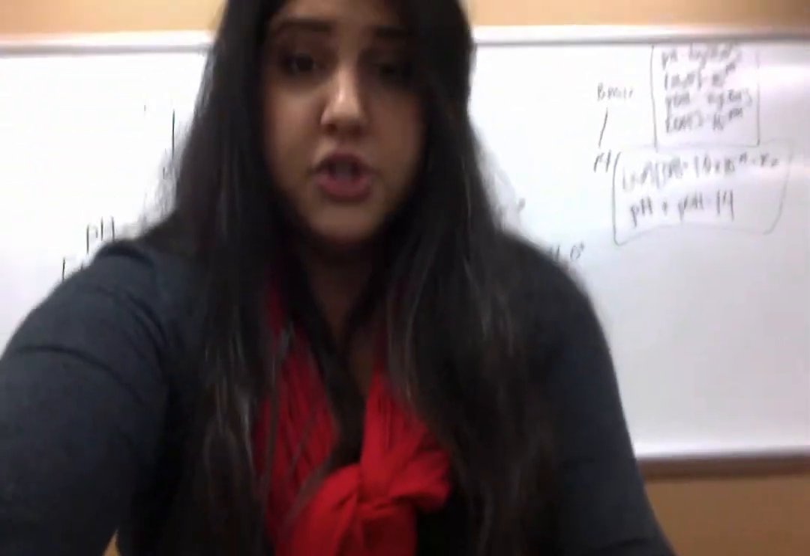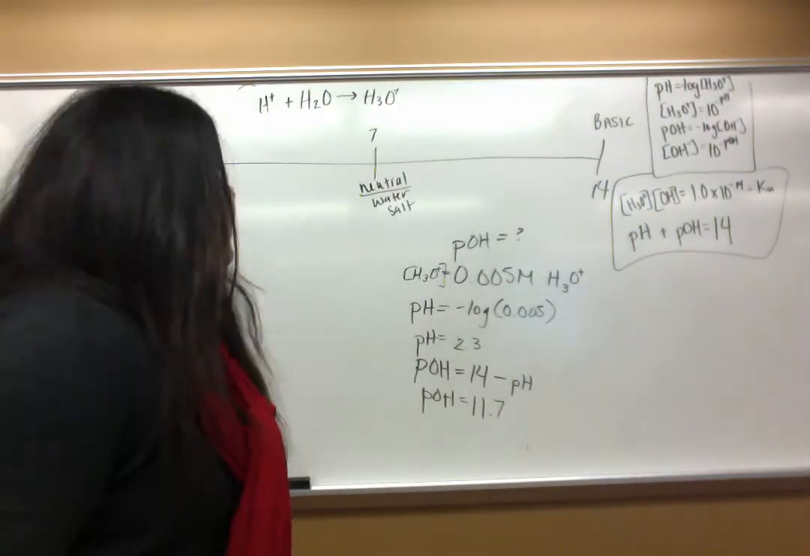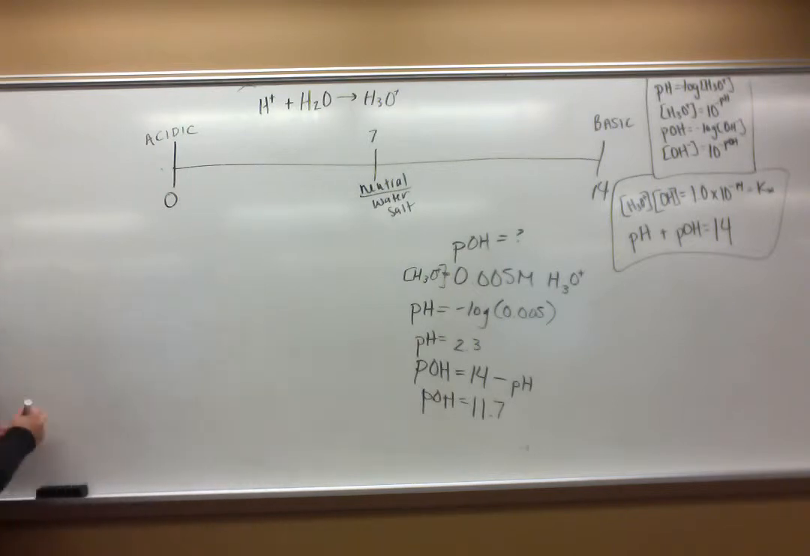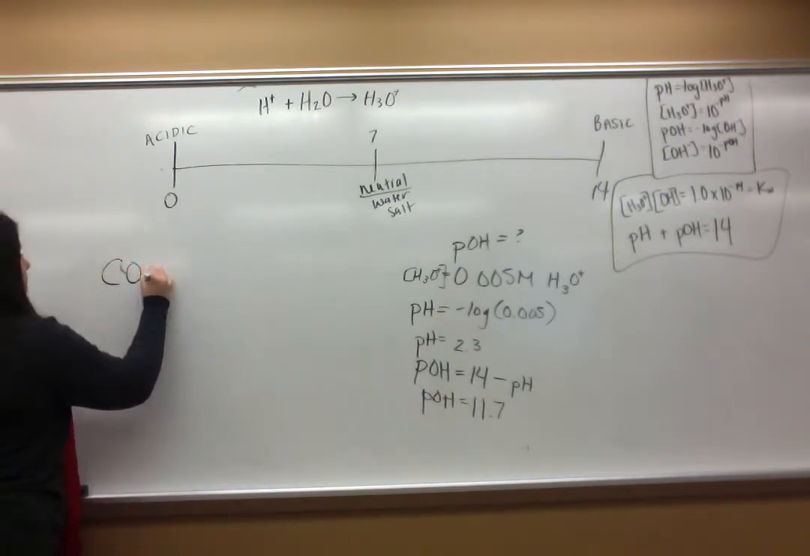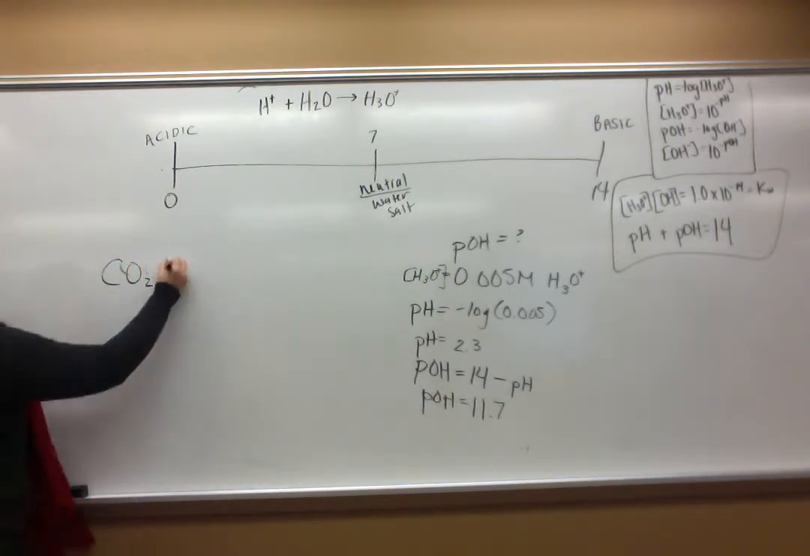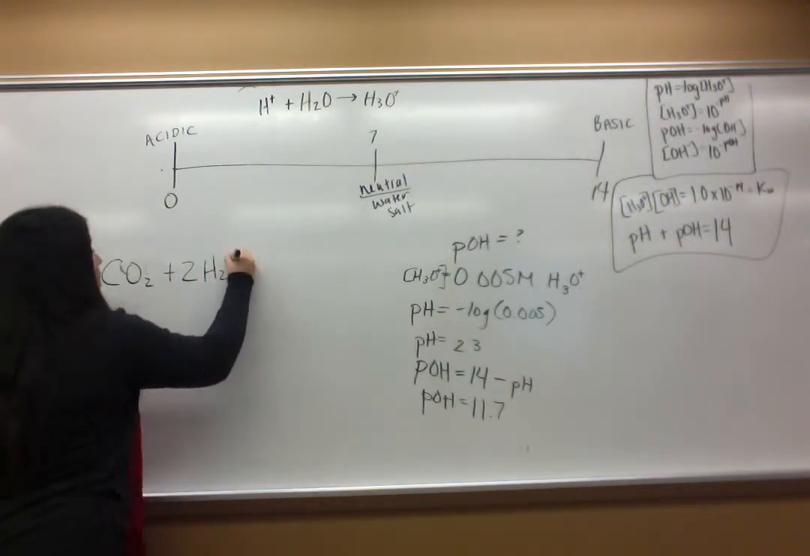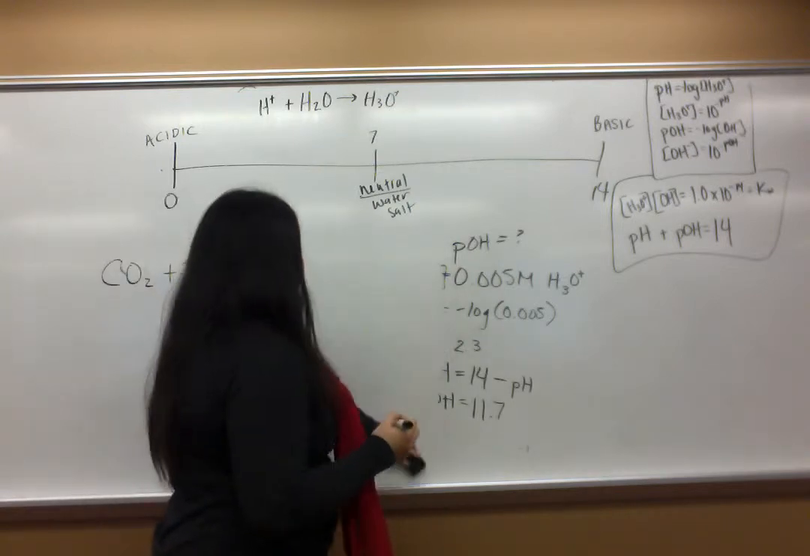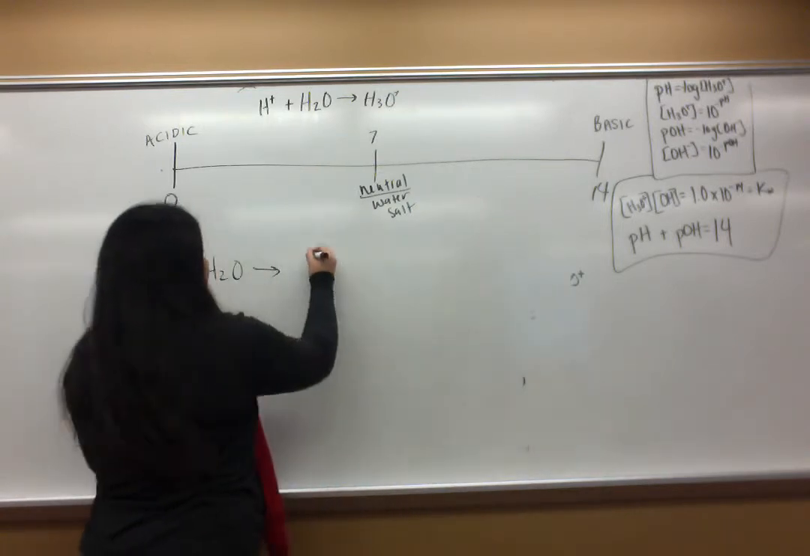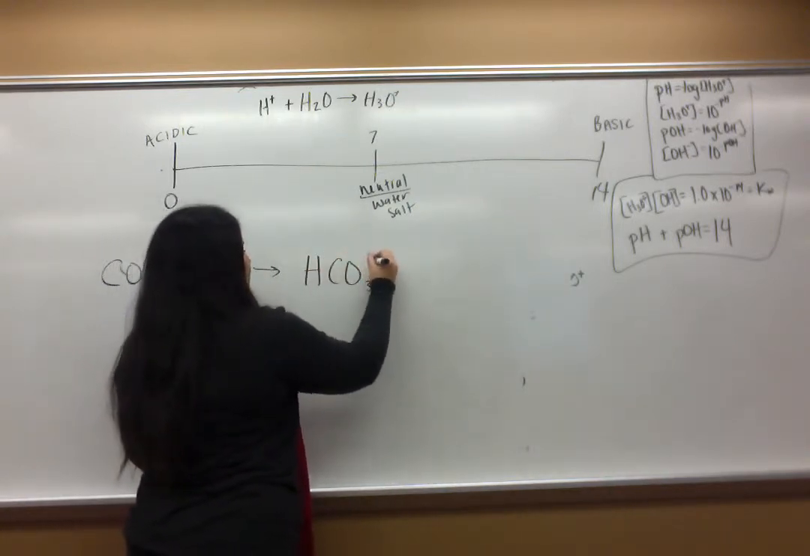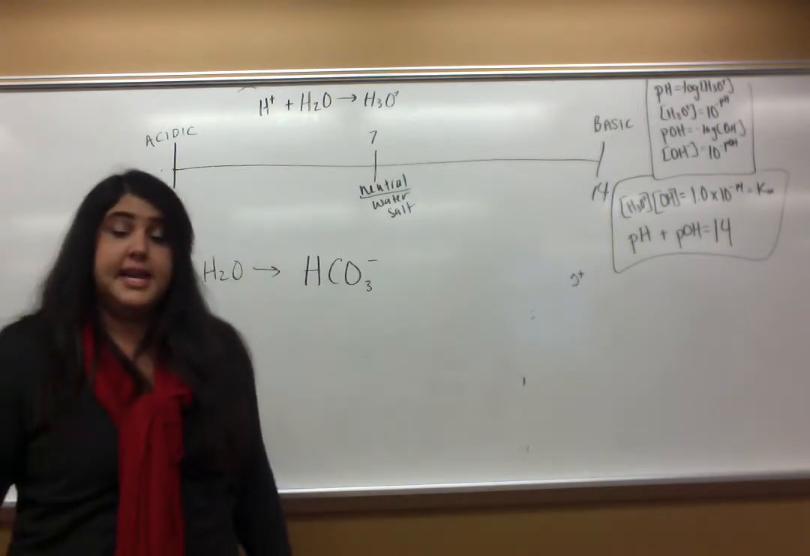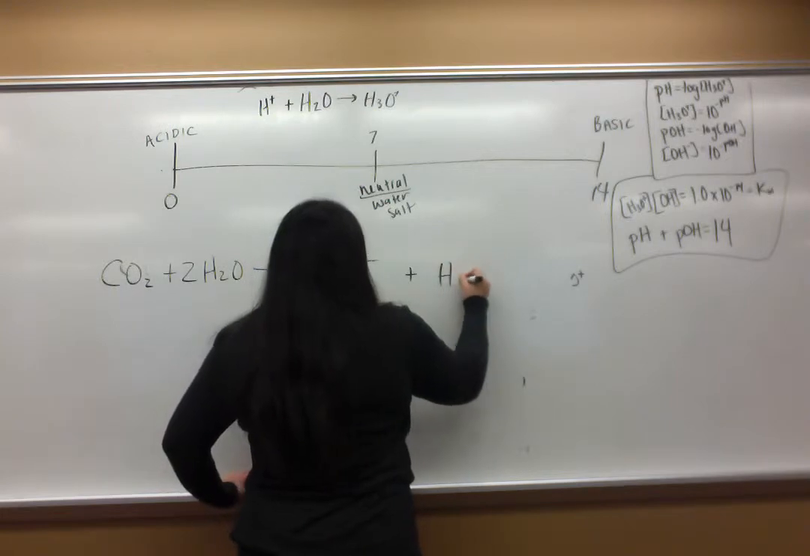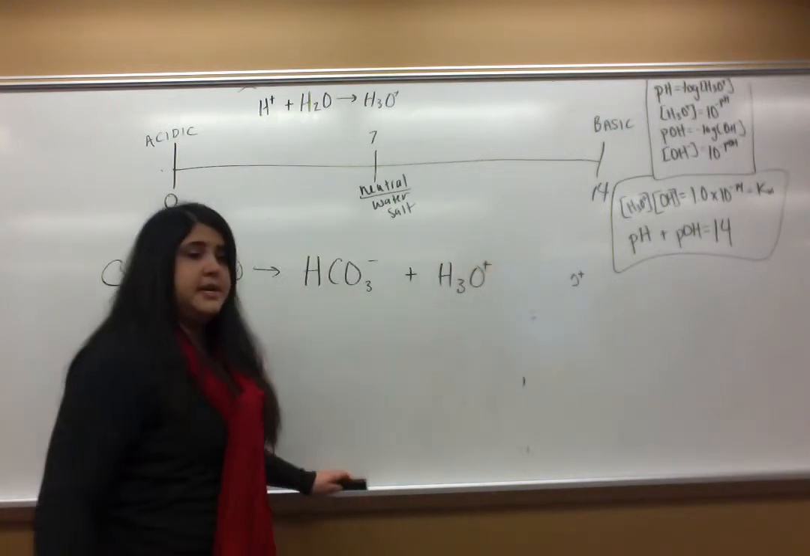When we think of ocean acidification, we think of carbon dioxide. When carbon dioxide gets dissolved in the water, what we actually end up with is HCO3 minus. We should be recognizing this as bicarbonate ion, and we get H3O plus somehow.